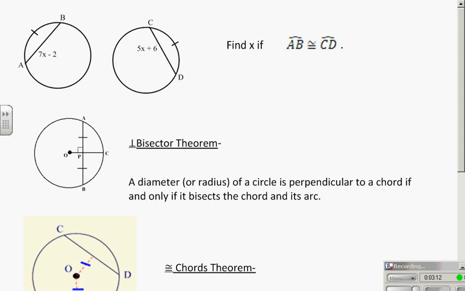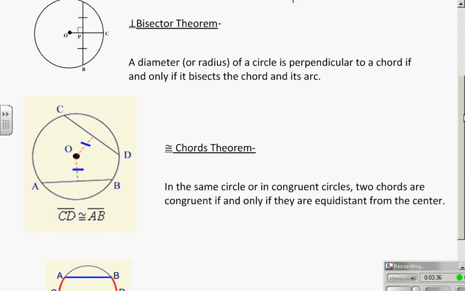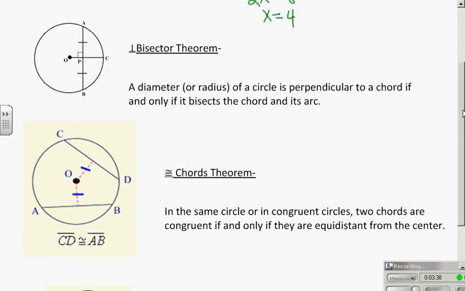So using that theorem, this first example, if my arcs are congruent, my chords are congruent. And that sets us up with a very simple algebra problem of 7x minus 2 equals 5x plus 6. Subtract 5x, add 2, and x is 4.